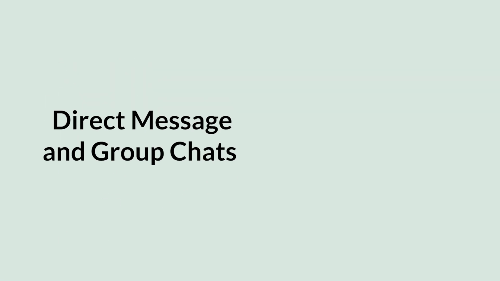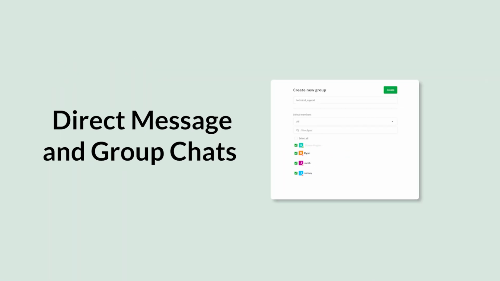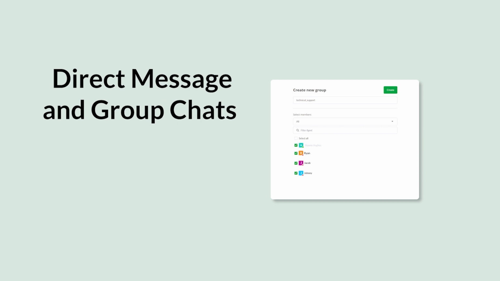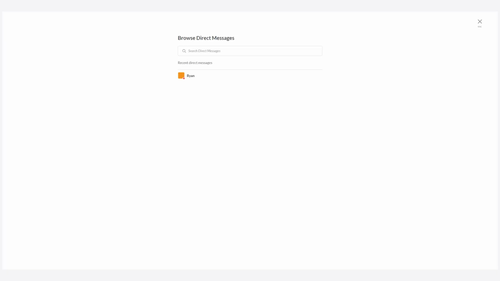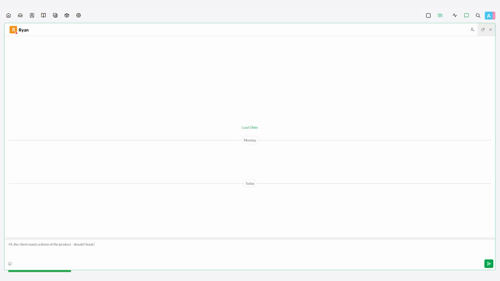In this video, I'll show you how to use direct messages and group chats in tawk.to. Direct messages, or DMs, are private one-on-one conversations between agents. They're ideal for quick updates, private check-ins, or sharing information without cluttering group chats. Let's start with the web dashboard.